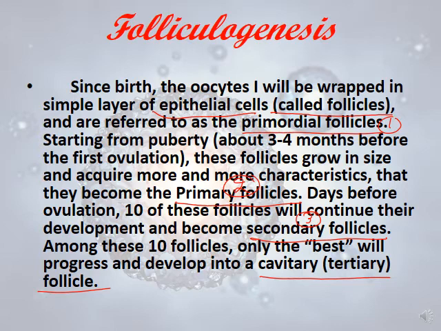Anything with genesis is related to production. So follicular genesis is the generation, or the manufacturing, of the follicles. So first we have primordial follicles. About 3 to 4 months before the first ovulation, these grow in size and acquire more characteristics. They become the primary. Then 10 of these follicles will continue their development and become secondary, and the best will develop to be the tertiary and the cavitary one.